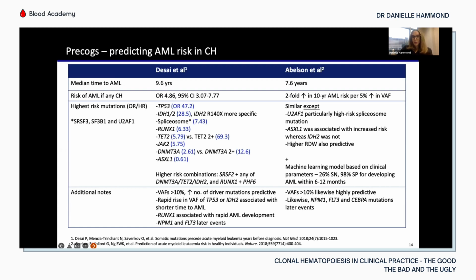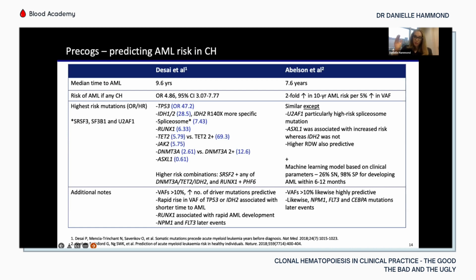And so there were two nested case control studies from 2018, one from an American group on the left, another from an Israeli group on the right. And they looked back at existing large-scale databases that, again, existed for other reasons. So, for example, with Desai et al., it was using data from the Women's Health Initiative. And they looked at patients from these registries that went on to have an ICD code for AML, and then looked back and sequenced their original peripheral blood samples to look for hematologic malignancy associated mutations or clonal hematopoiesis.